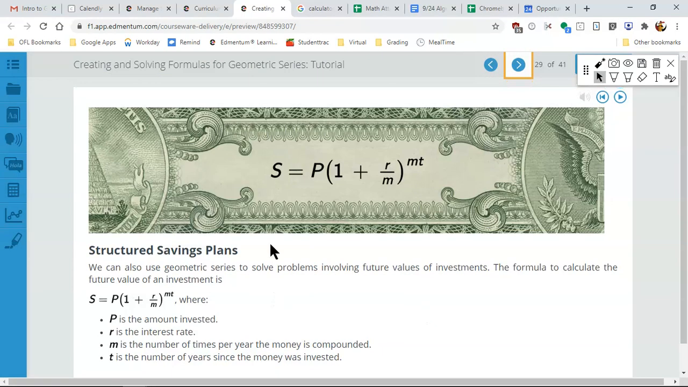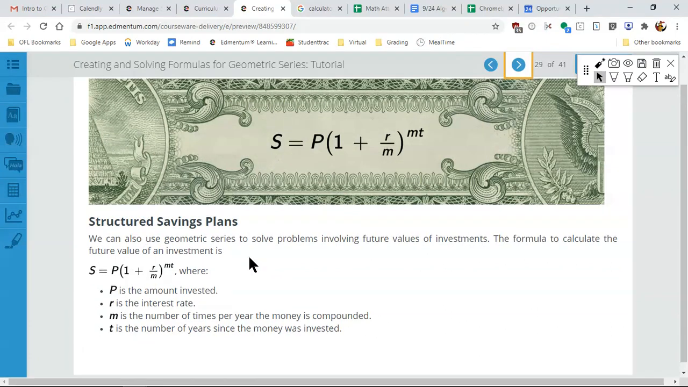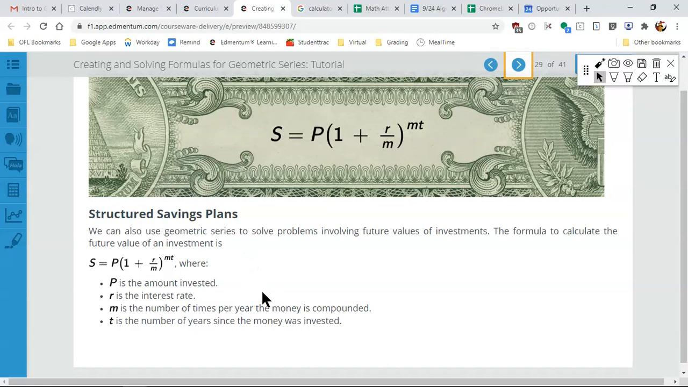All right, so structured savings plan. So this is how we calculate savings. So if you guys ever had a savings account, the interest rates are really tiny for savings accounts. And the reason for that is if you leave your money in the account for too long, it starts getting really, really big. Now, one of the issues with that too, well, I don't want to get into it, but let's pretend that your savings stays the same.